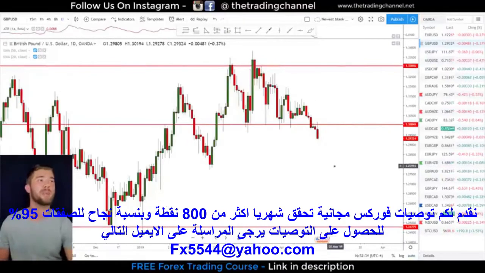We had a prediction on this pair last week that we would see a possible break of these support levels right here where this red line is, and a possible pullback up. I'm going to play a very short clip of that analysis right now. So I'll be right back after that clip.